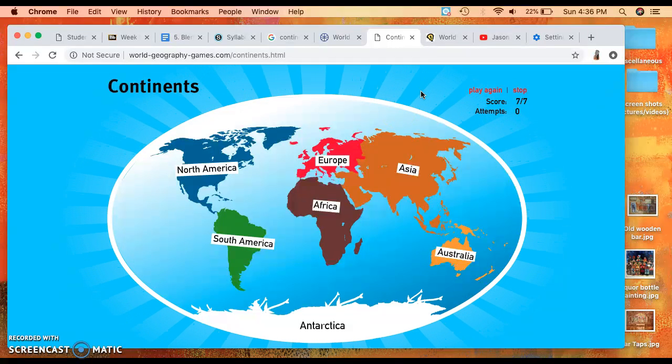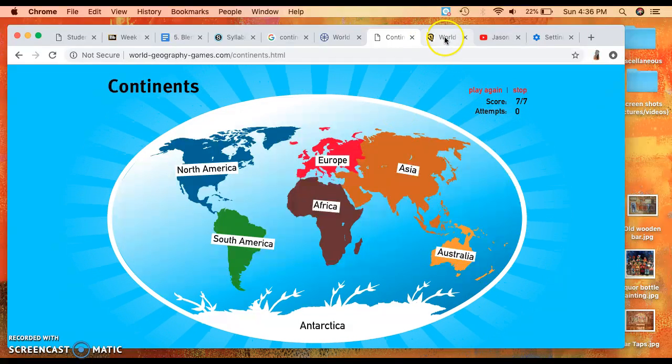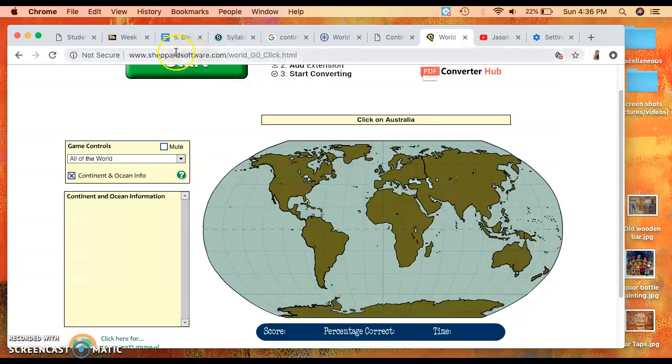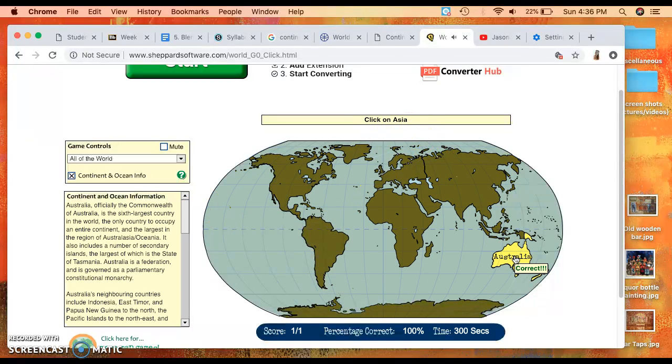So for homework tonight, you will be going on to this website, which is called shepherdsoftware.com. This is the game we're going to do together. I will then back up to show you your homework, and you'll be good to go. With this game, all you're doing is clicking where it wants you to click. It'll talk to you, and information will pop up here about it. So first it wants me to click on Australia. Asia. It'll give you little hints over here, talk to you about it, help you remember. And then it'll go on to the next continent or ocean.